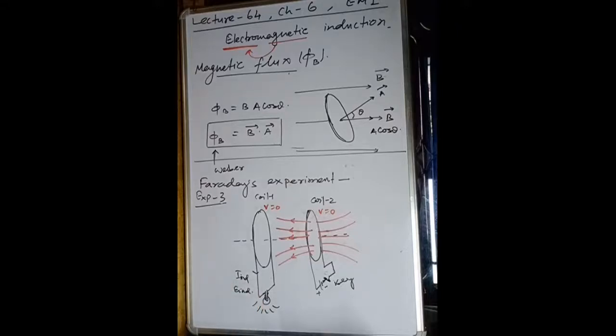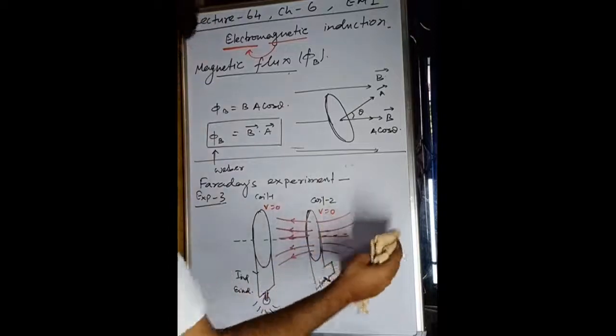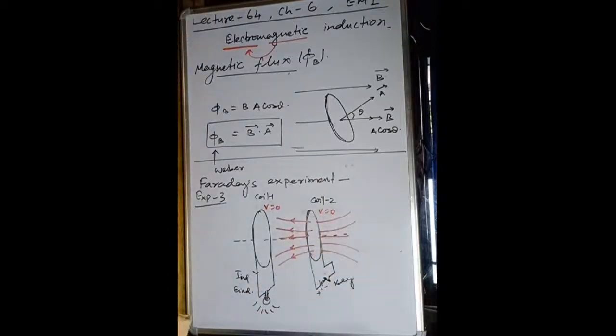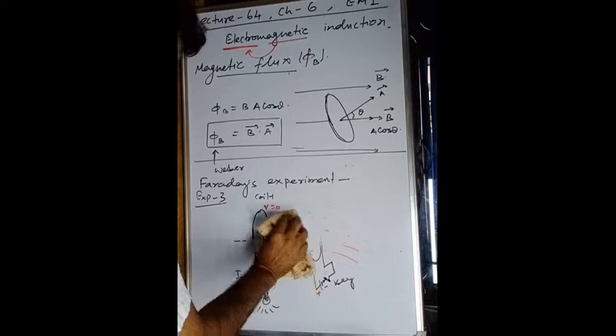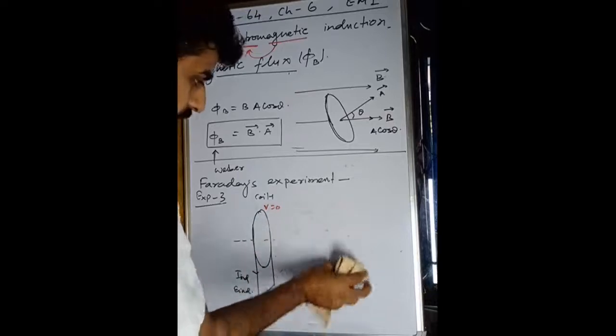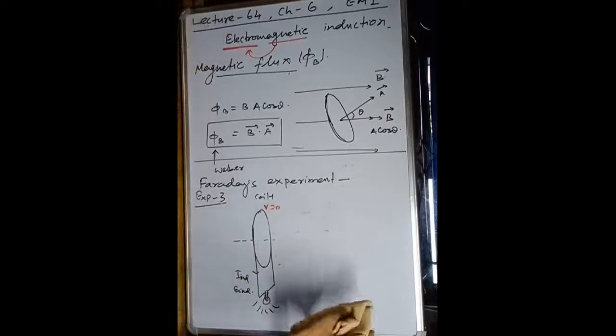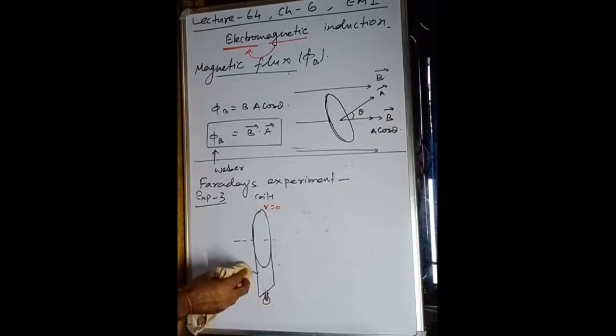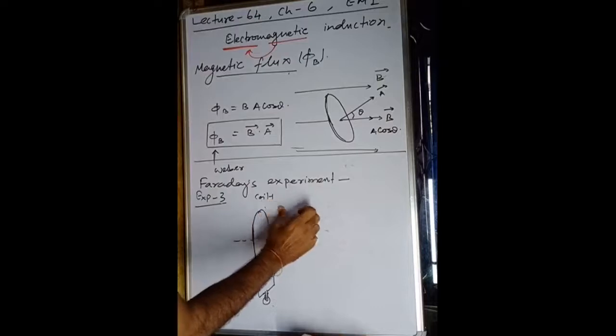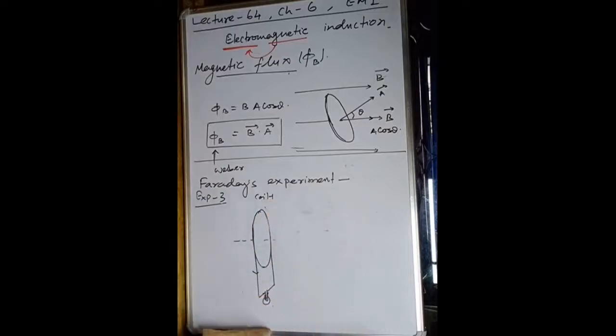Okay, my dear students. Now, suppose we do the fourth experiment, which was done by Faraday. We have a coil and that coil can rotate. Okay, that coil can rotate.